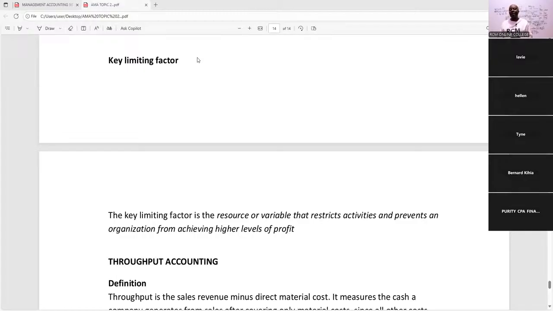Key limiting factor. And of course, I have to use different questions from the questions I normally use in the special revision class so that I can give you guys variety. So you can see a key limiting factor. This is a factor that limits you, a factor that prevents you from hitting your best levels. A key limiting factor is the resource or variable that restricts activities and prevents an organization from achieving higher levels of profit.